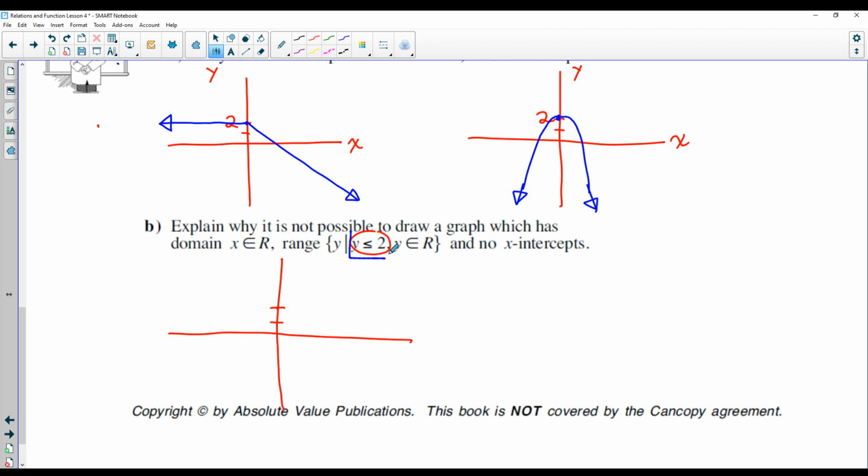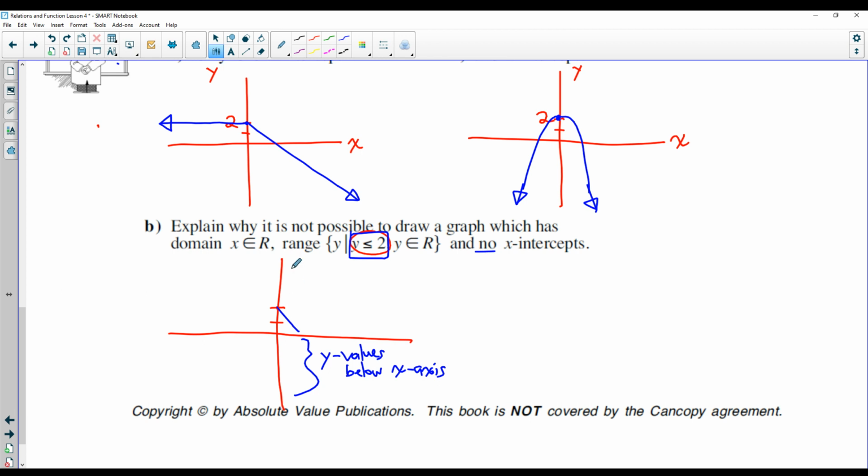If your range has to be all y values less than or equal to 2, maybe we could just draw a graph here and start going down. The problem is, in order to have all the y values below the graph, the only way that can possibly happen is if your graph would cross the x-axis. But we've been told it has no x-intercept, so that's impossible.